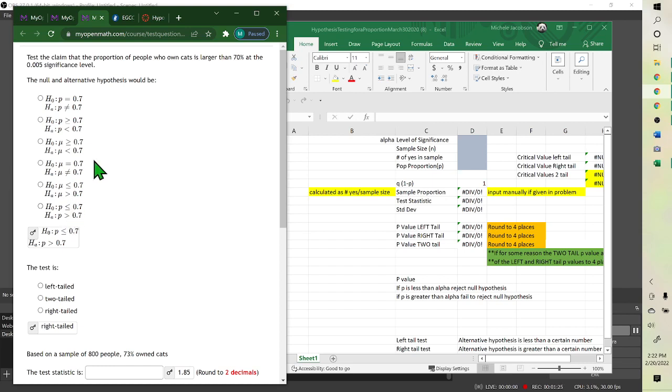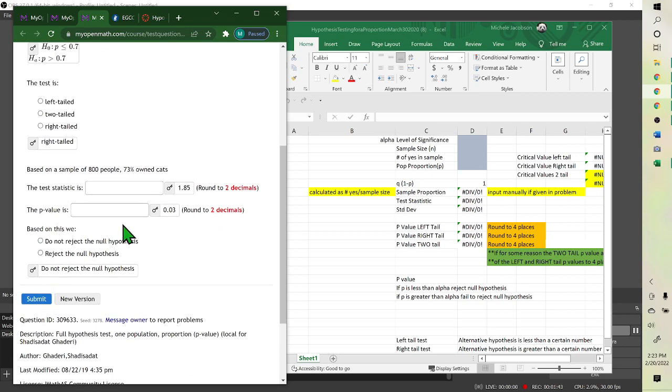But we wanted to test the claim that the proportion of people, so it's the P. And that's why it's this one and not this one. So it is greater than. Because it's greater than, the arrow's pointing right. That's a right tail.